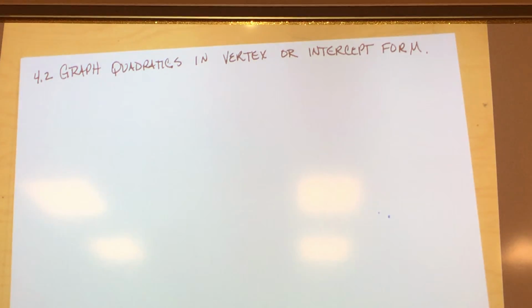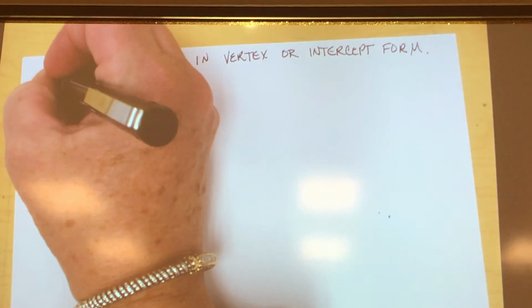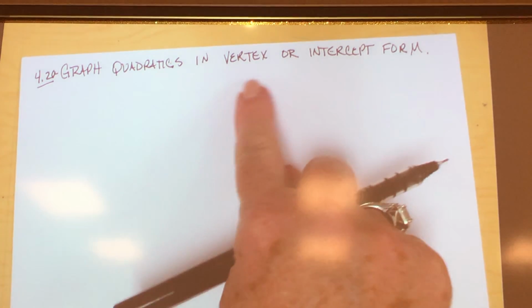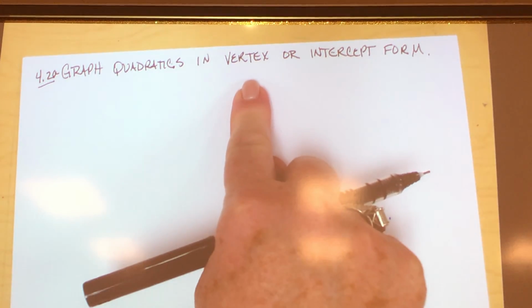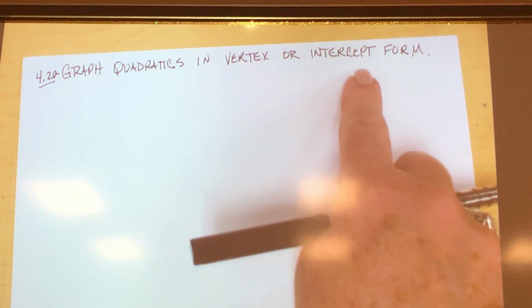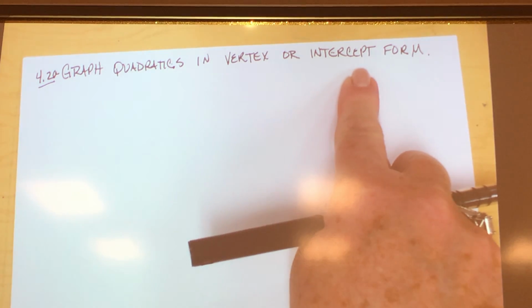So 4.2, we are going to graph. Yesterday we graphed quadratics in standard form. Today we're going to graph quadratics in vertex or intercept form. And this is actually just going to be 4.2a because we're only going to do vertex form, which is really easy and it shouldn't take us very long. We're not going to talk about intercept form until tomorrow, okay?